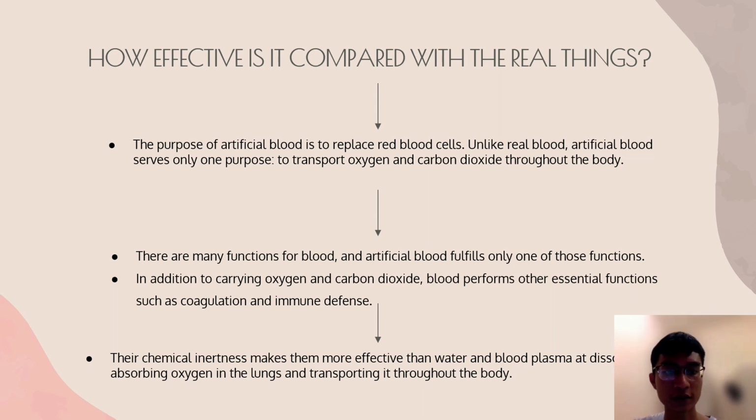So in addition to carrying oxygen and carbon dioxide, blood performs other essential functions such as coagulation and immune defense. Their chemical inertness makes them more effective than water and blood plasma at dissolving and absorbing oxygen in the lungs and transporting it throughout the body.